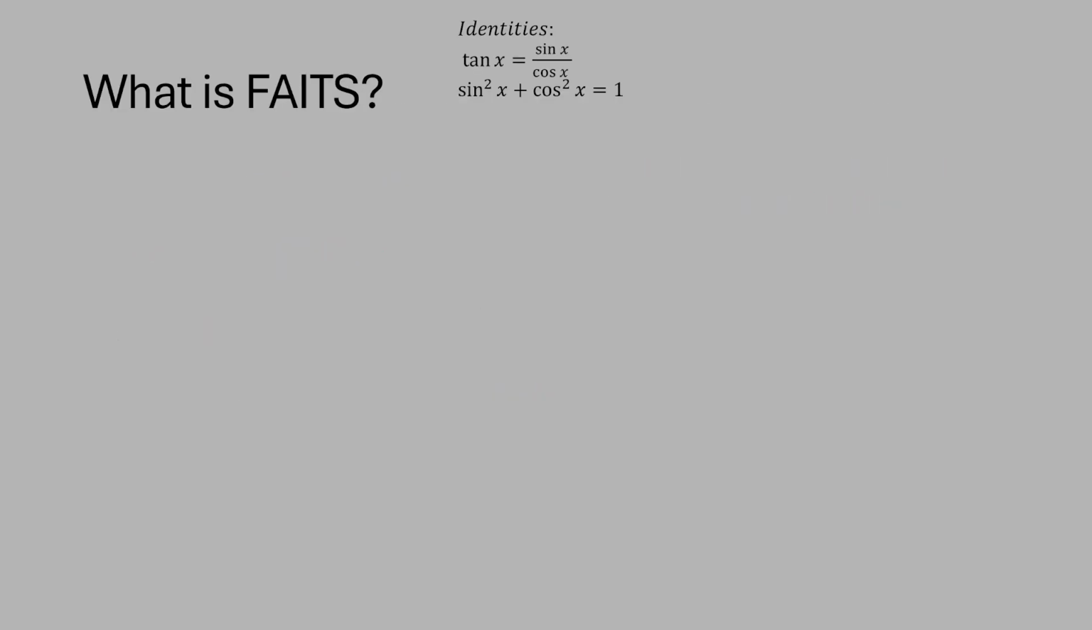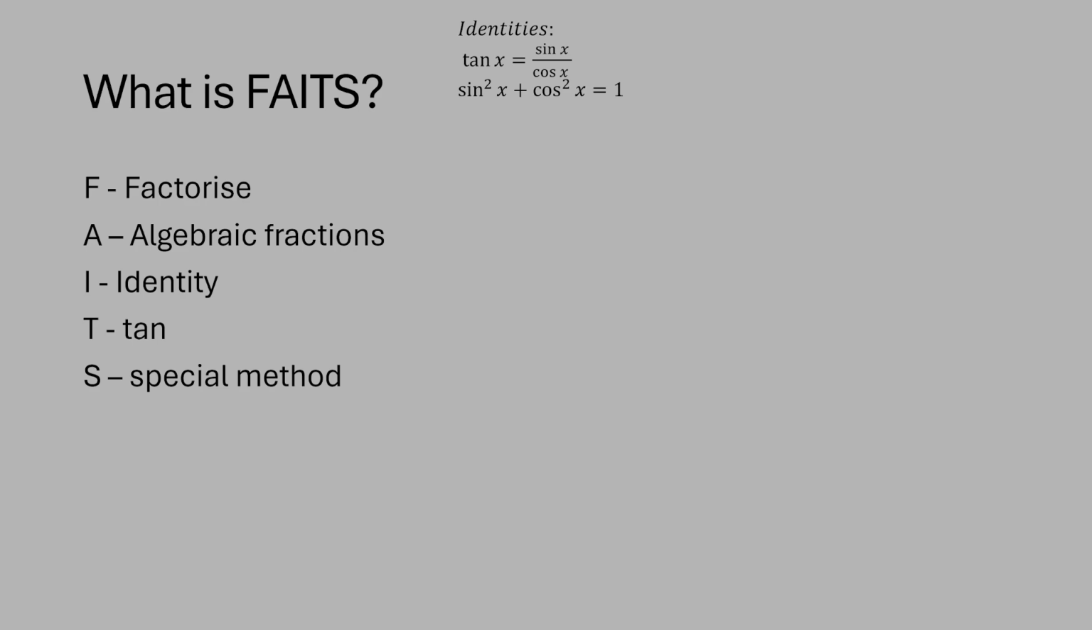So firstly, what is FATES? I was looking through half an hour before I started this, trying to come up with an acronym for how to solve these questions, and I came up with FATES. F is factorize, A is algebraic fractions, I is identity, T is tan, and S is special method. The I means the sine squared plus cos squared equals one identity, and the tan obviously means the other one. Do it backwards. So when you're looking at a question, think of a special method first, then tan, then the identity, then the fractions, and then the factorize.